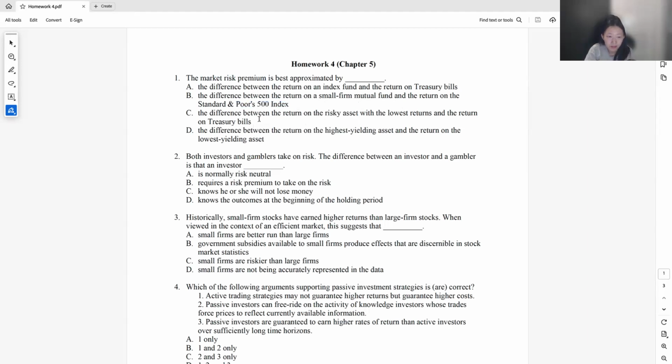Then option C, the difference between the return on the risky assets with the lowest return and the return on treasury bills. We have the return on treasury bills, but risky assets with the lowest return is not what we are looking for as market return. And finally, the difference between the return on highest yield assets and the return on lowest yield assets is basically not relevant.